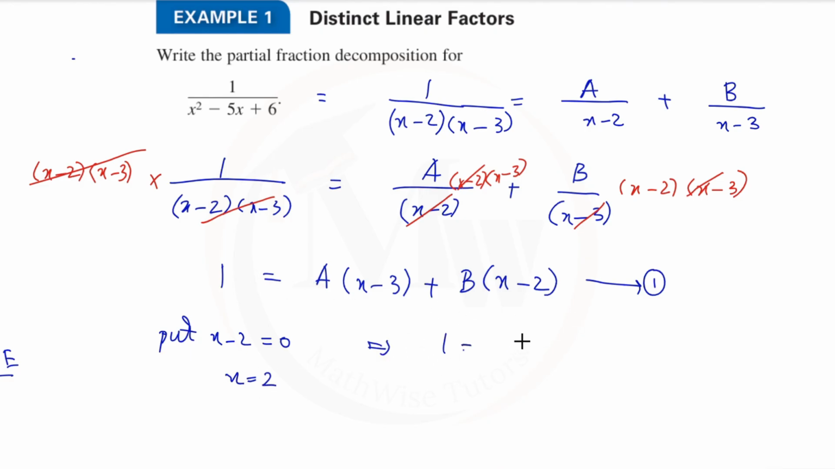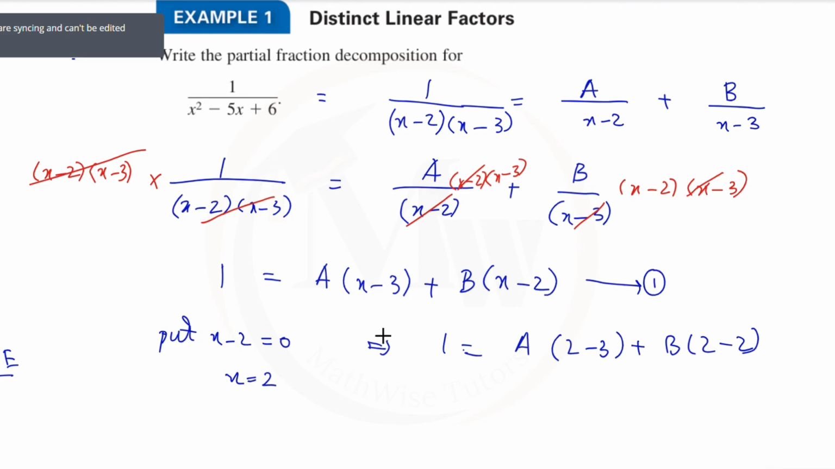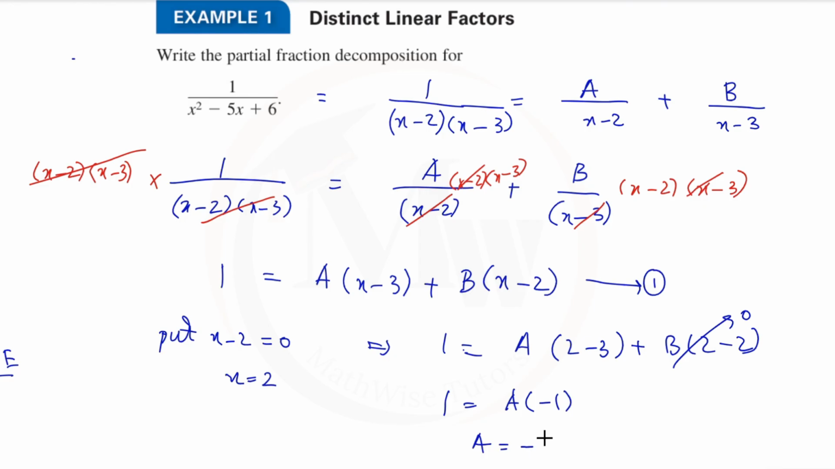So 1 equals a times 2 minus 3 plus b times 2 minus 2. The term in which you have 2 minus 2 will be 0. Only the a term is left. So a times 2 minus 3, which is negative 1. If you divide by negative 1, you will have a is equal to negative 1. This is the value of a.